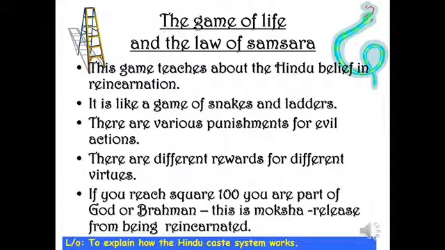As you can see, the objective is to reach square 100. If you are part of God or Brahman, this is called moksha, or being released from reincarnation. Essentially, Hindus do not want to be reincarnated over and over. They want to enter a state of moksha, being near to Brahman. It's almost like enlightenment in Buddhism. It's reaching that state of being one with the gods.